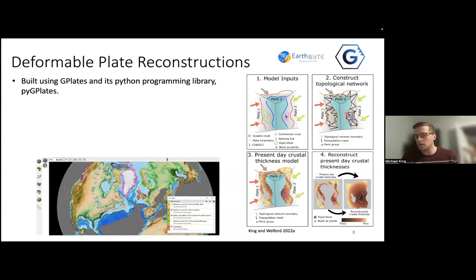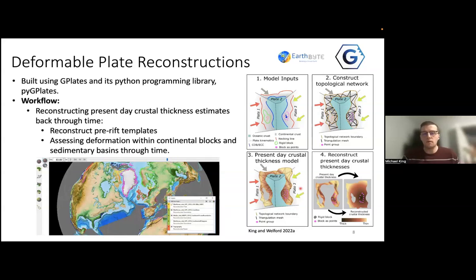What this does is create a triangulation mesh that allows us to measure strain rate. This varies based on the plate kinematic inputs that we put into our model. This is advantageous because once we're able to measure strain rate, we can also input a present-day crustal thickness model into our reconstruction. These can be, for example, the gravity inversion crustal thickness estimates that I showed at the beginning of my talk. And then we can actually reconstruct these crustal thickness estimates back through time.